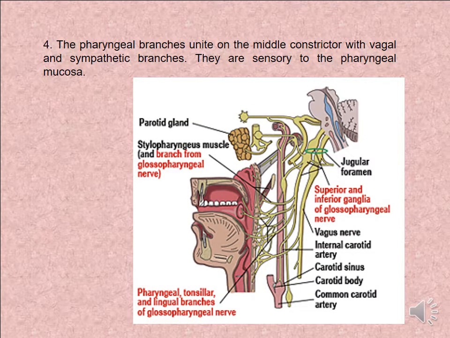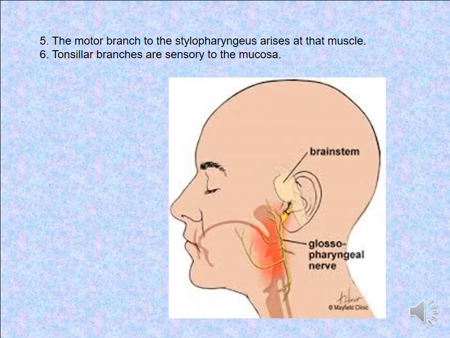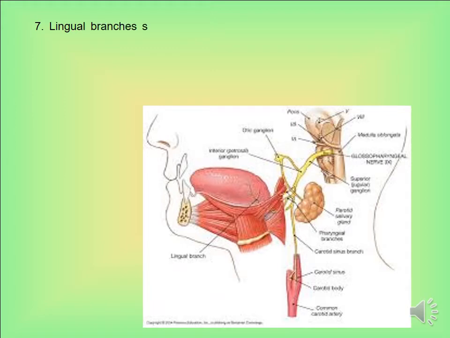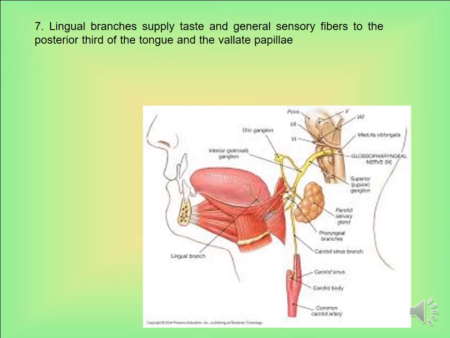Fourth branch, the pharyngeal branches unite on the middle constrictor with vagal and sympathetic branches. They are sensory to pharyngeal mucosa. Fifth branch, the motor branch to stylopharyngeus. And the sixth branch, tonsillar branches, are sensory to the mucosa of the tonsil. Seventh branch, the lingual branch, supplies taste and general sensory fiber to the posterior third of the tongue and the vallate papillae.